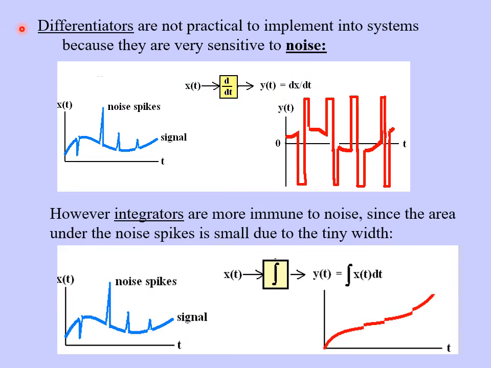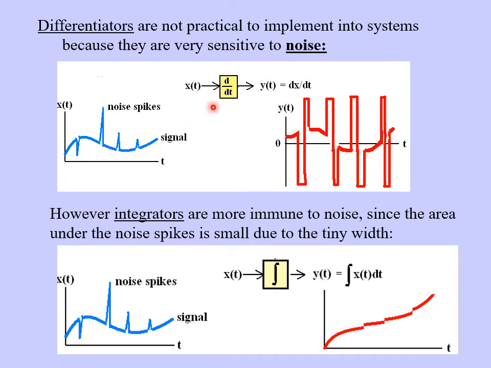The next thing we're going to do is get rid of these differentiators, and the reason for this is that differentiators are not practical to implement into systems because they're very sensitive to noise. So for example, let's say our input signal here, x of t, is going to go into a differentiator, and the purpose of this is obviously just to take the derivative of x, so the output here is dx dt. So imagine x, instead of being a nice smooth signal like shown here, imagine it has some noise, and that noise is represented by these spikes in the signal.